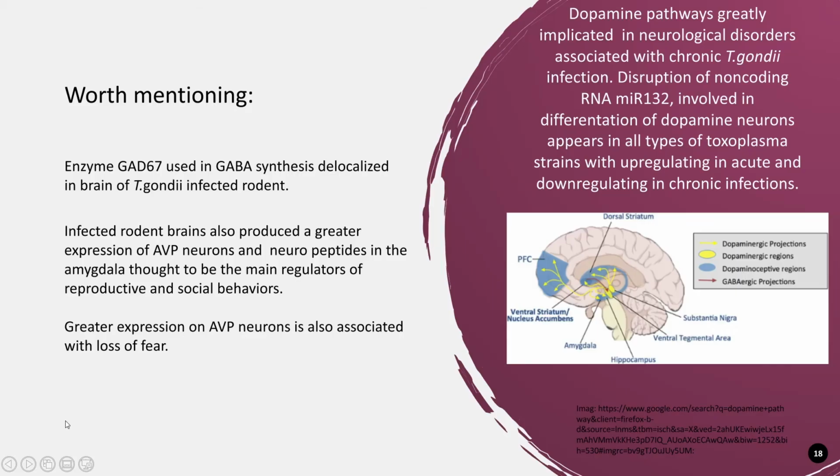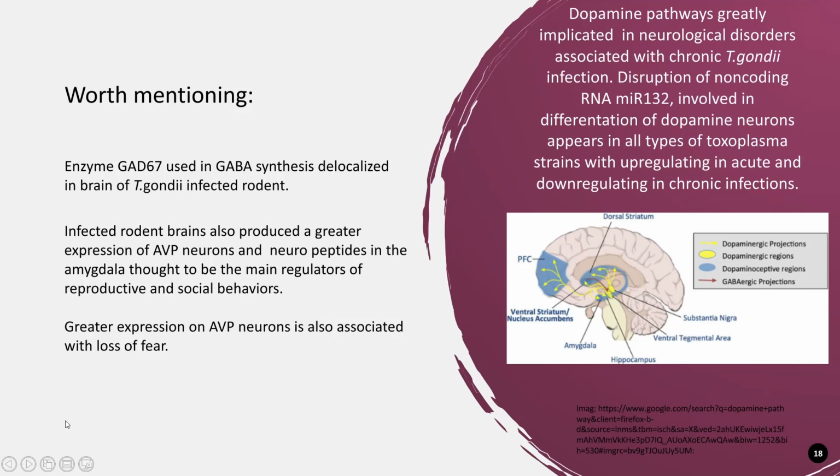It's worth mentioning that there was a delocalization, in a Toxoplasma-infected rodent brain, of the enzyme GAD67, which is used in GABA synthesis. Such a finding indicates disturbed GABA signaling. Infected rodent brains also produce a greater expression of AVP neurons and neuropeptides in the amygdala, thought to be the main regulators of reproductive and social behaviors. Greater expression of AVP neurons is also associated with loss of fear.